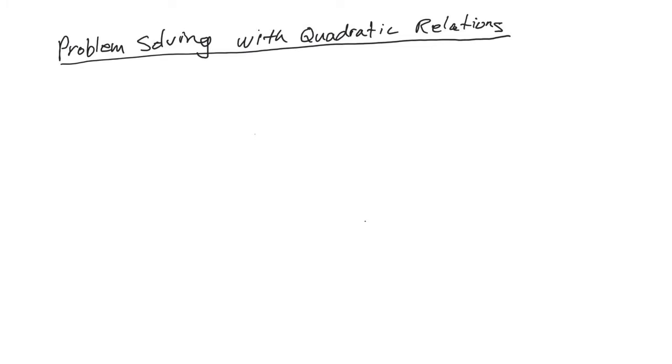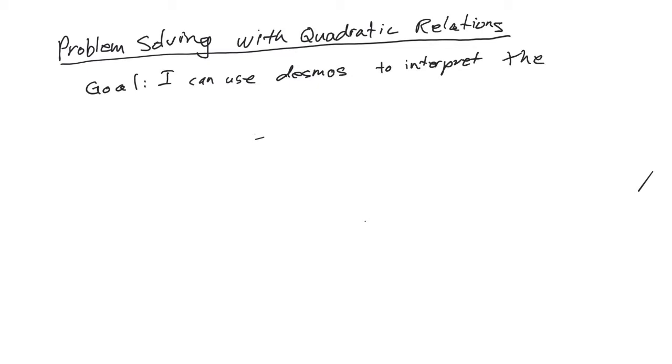So today's lesson is all about problem solving with quadratic relations. Okay, now the goal is this. I can use Desmos to interpret the graph, and what we're often looking for is a vertex, a y-intercept, maybe the x-intercepts that we were talking about before, and the possible point on the graph.